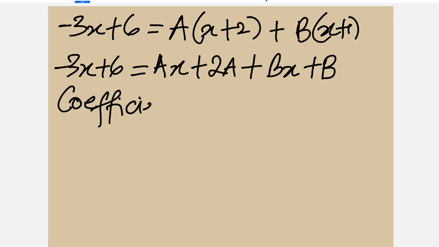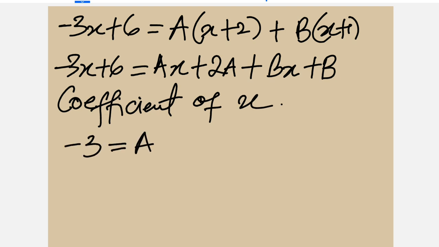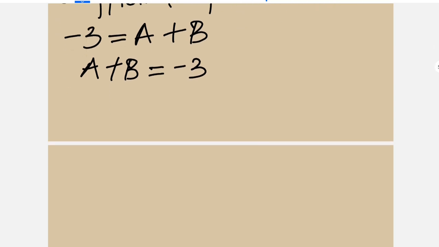Coefficients of x, which will give you minus 3 is equal to a plus b. So a plus b is equal to minus 3. So if a plus b is equal to minus 3, let's also find the coefficients of constants.